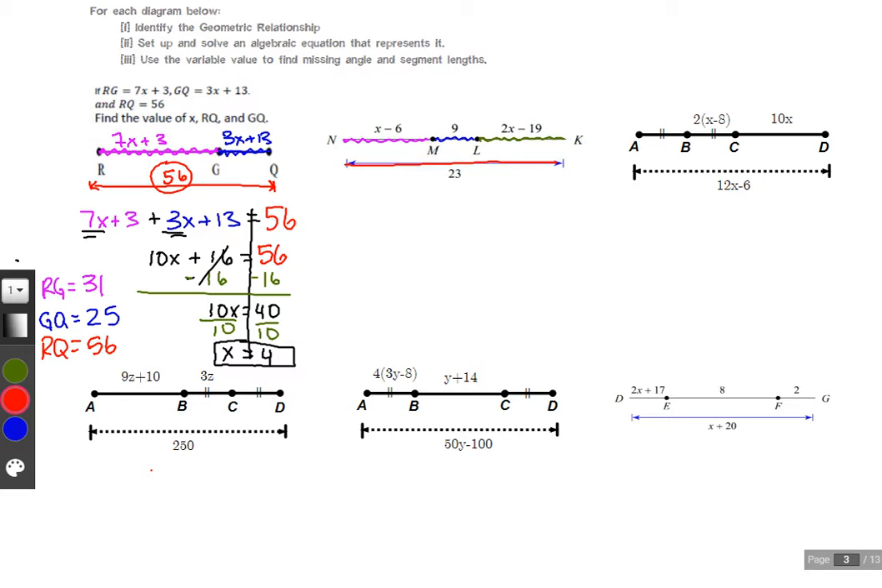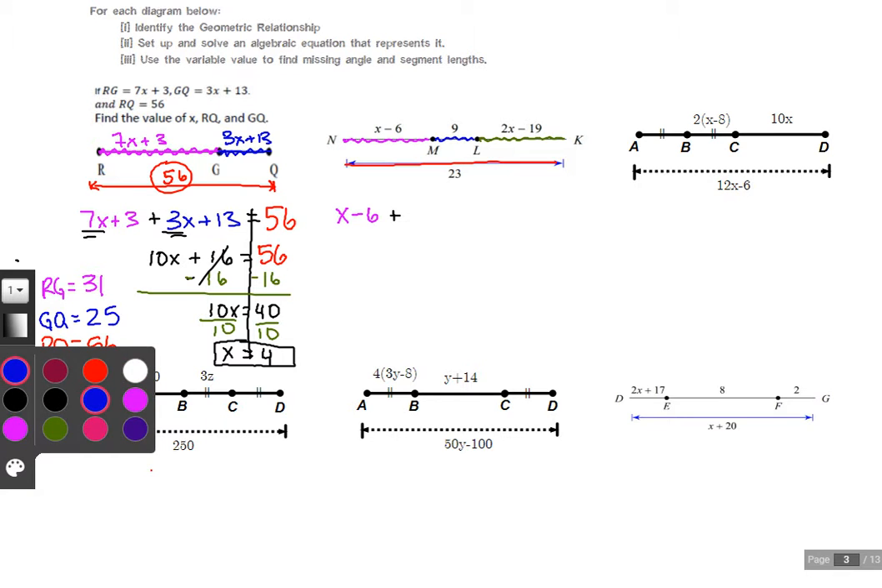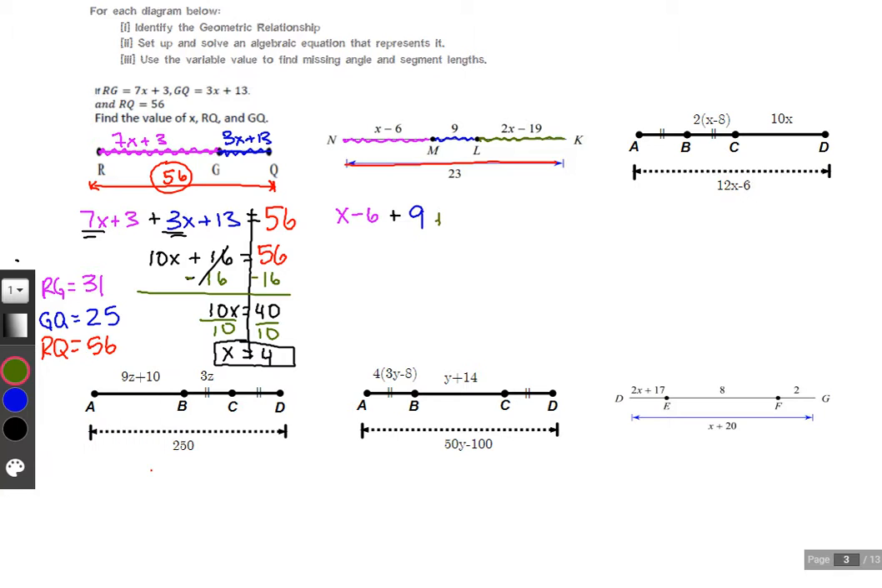How does that look? Okay, well, we have x minus 6, so our first part. Then we had 9 for our second part. And then the green part will be 2x minus 19. And of course, that's equal to the whole piece, which is 23.